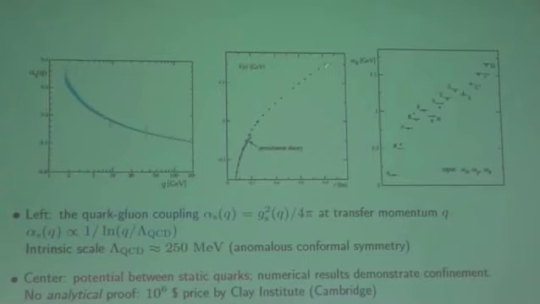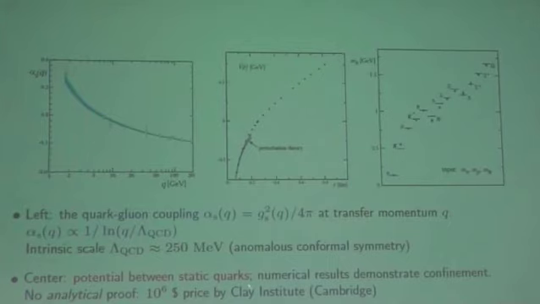These are now lattice data. You see that asymptotically they agree very well with the perturbative calculation, but then you can still go on to much longer distances, up to about 1 Fermi, and you see here a linearly rising potential, which is what we expect from confinement. Now you can say these are static quarks.